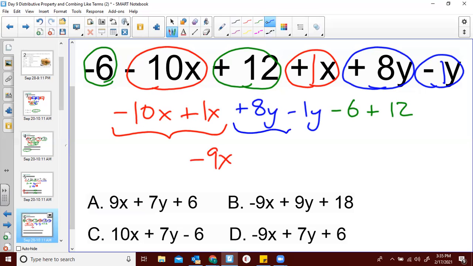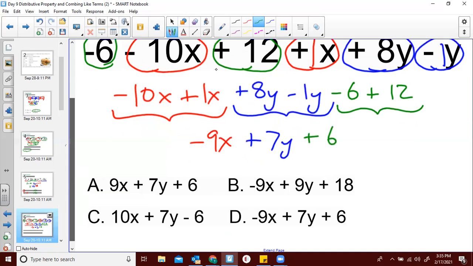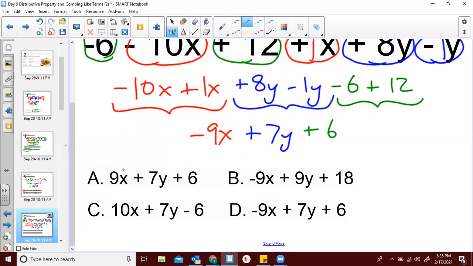All right, I'm going to do my blue, or my Y team. Positive 8 minus 1 is going to give me a positive 7y. And then if I have negative 6 plus 12, that's just going to give me a positive 6. So if I come down to my answers, I'm looking for a negative 9x. A's out, C's out. Now I'm looking for a positive 7y. B's out. So I already know my answer is D, but I'm going to go ahead and double check for my 6 here, and we're good.